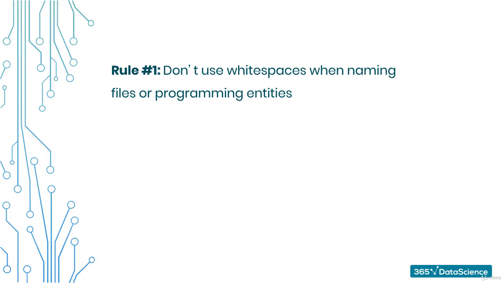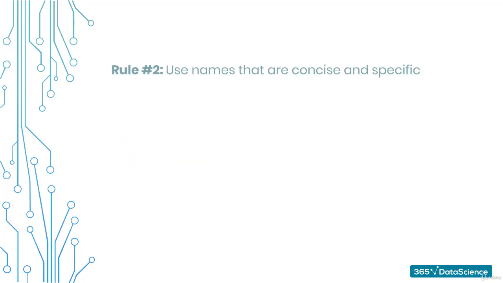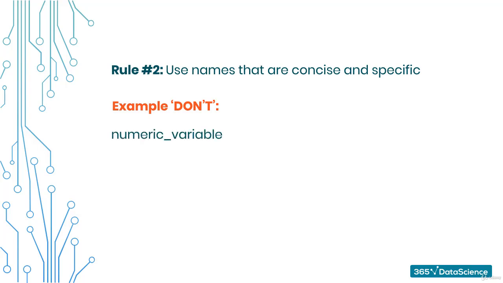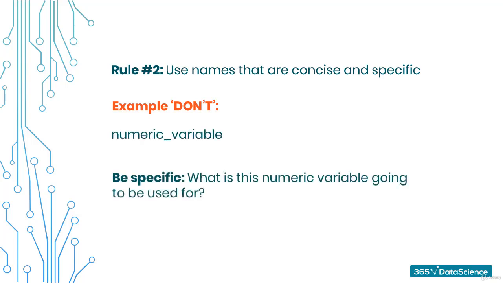As a first general rule, you shouldn't leave spaces between words in the name of a file or object. Different pieces of software may treat empty space in different ways, and sometimes they might even be unable to do so. Remember, don't use white spaces when naming files or programming entities. In other words, don't use file name 01.csv. Second, and still very important, although this is more stylistic rather than technical, try to use names that are concise and specific. For instance, don't use numeric_variable. Try to be specific. What is this numeric variable going to be used for? For example, loan_price.